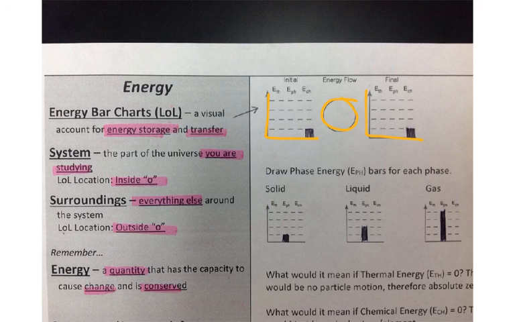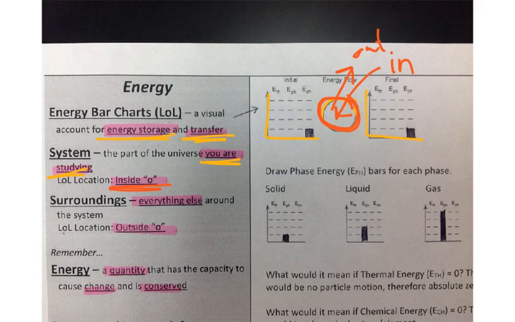Because just like the conservation of matter, where matter has to be conserved, the energy has to be conserved. It has to go somewhere. So those energy bar charts, our LOL charts, are accounting for the energy storage and transfer in the system itself. So the system is what we are studying, okay? So our system in this case is going to be our O. Whenever something is going out of the system, we use an arrow that way. If something is going into the system, we use an arrow that way. So that would show if something is going into or out of the system.